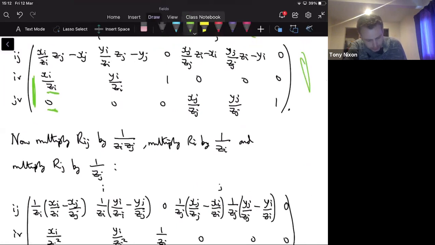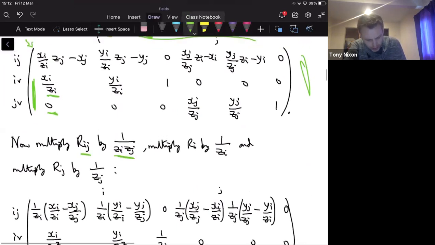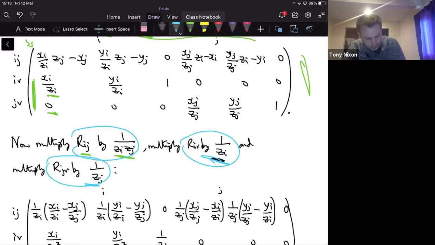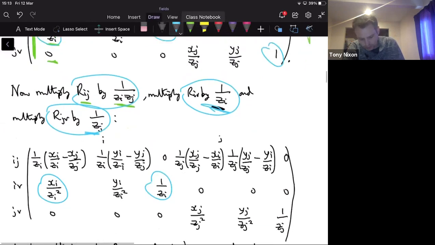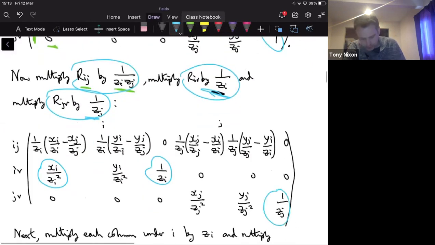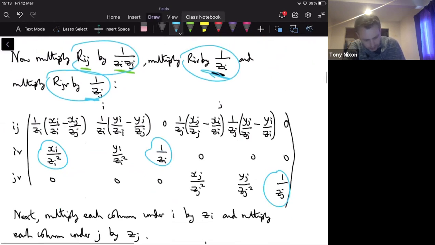Okay, and then there's another sequence of operations. So now I want to multiply this kind of weird looking row by 1 over zi zj and multiply, oh, that should be an RIV, I guess, and an RJV. So multiply those by 1 over zi and this one by 1 over zj. So we're doing these 3 different scalings of our various things. For example, our xi over zi has become xi over zi squared. Our 1 has become 1 over zi, and similarly the 1 has become 1 over zj, and then you get these weird things.